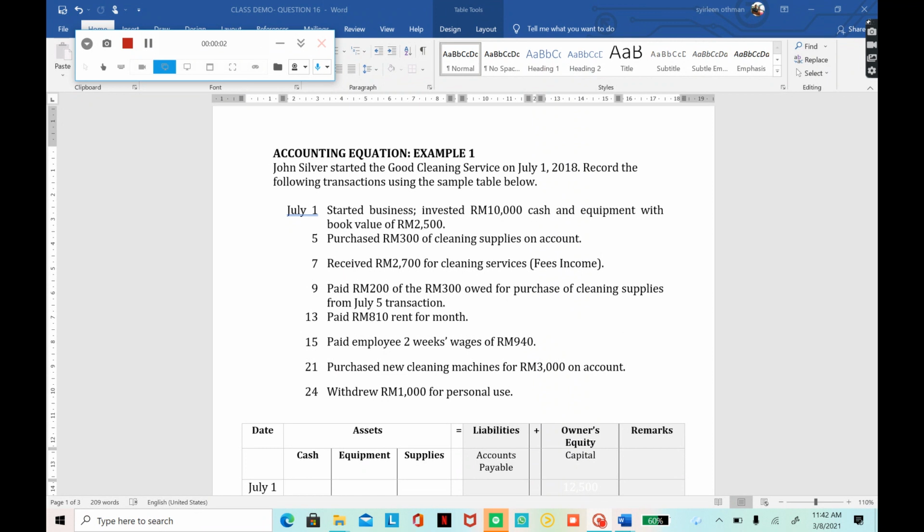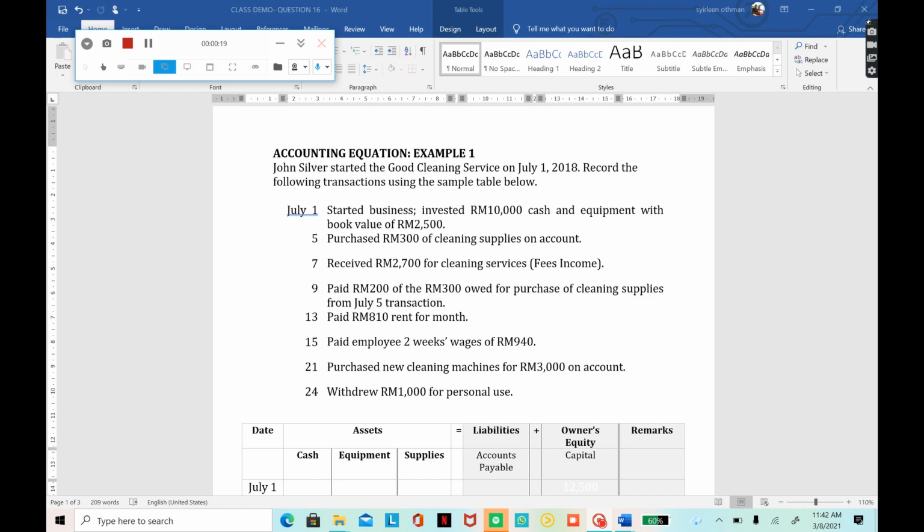Hello everyone. So now we're going to look at example 1 for accounting equation. So this company started a business on 1st of July 2018. So we need to record the following transactions using the sample table below.